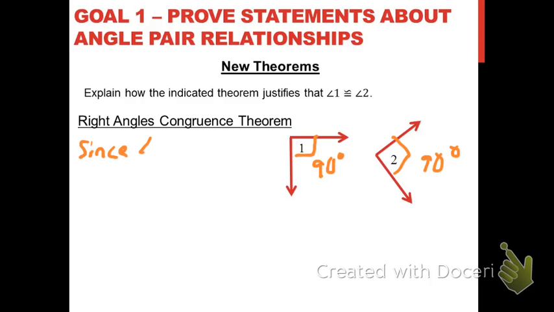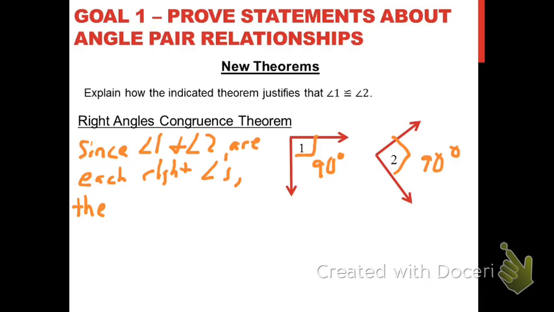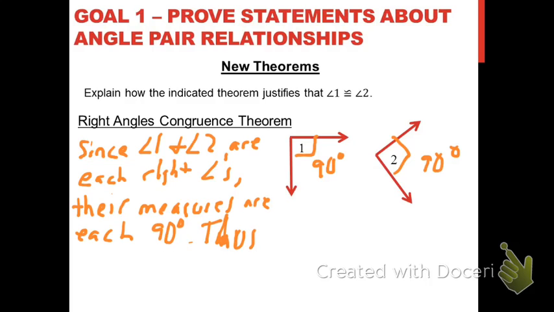Since angle 1 and angle 2 are each right angles, their measures are each 90 degrees, and thus, angle 1 is congruent to angle 2. Hopefully that makes some sense. Pretty self-explanatory, I'm hoping. All right, let's go on to another one.